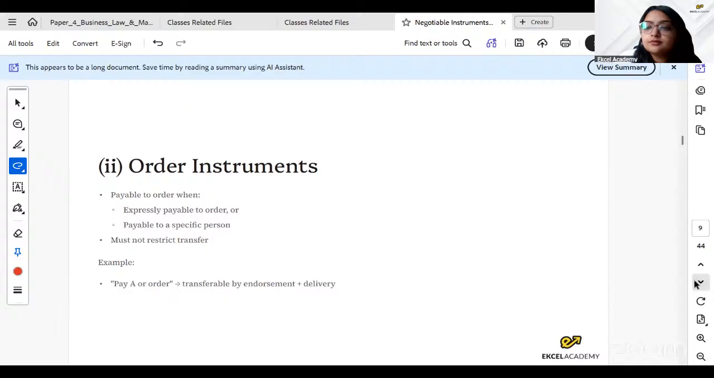All right. Next, order instrument, when it is expressly said payable to order or to a specific person, but it must not restrict the transfer. Pay to A or order. So it is specifically told that you will pay to A or on order. Which means that because a person is specifically mentioned, you need your endorsement in addition to your delivery as well.